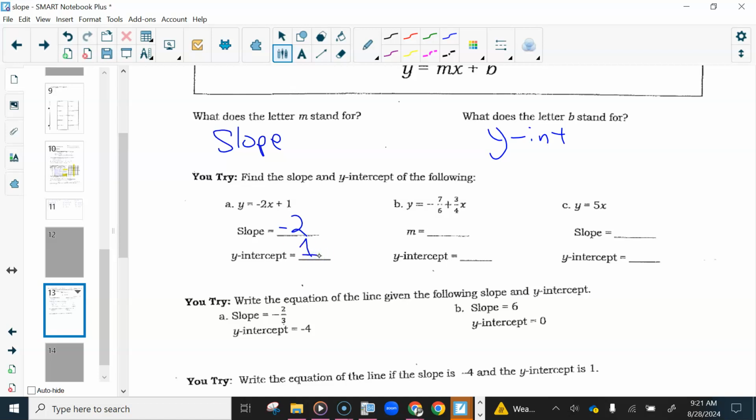What about for part B? What is the slope? Be careful. Is that one in front of the x? It should be 3 over 4. So they switched the order, so be careful because that happens sometimes. So that means the y-intercept is -7 over 6. The slope for part C, 5. What about the y-intercept? It is 0. So if there's nothing there, assume it to be 0. Right? The rest is just kind of more of what we already did.